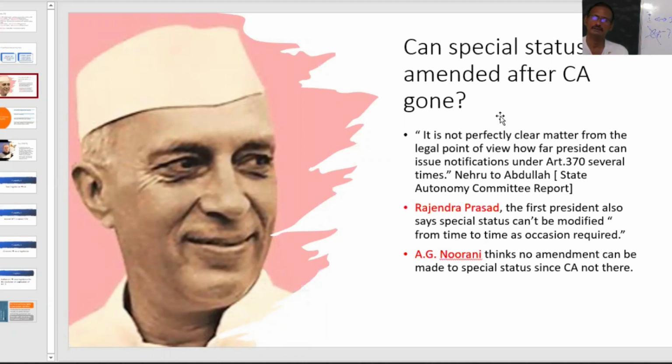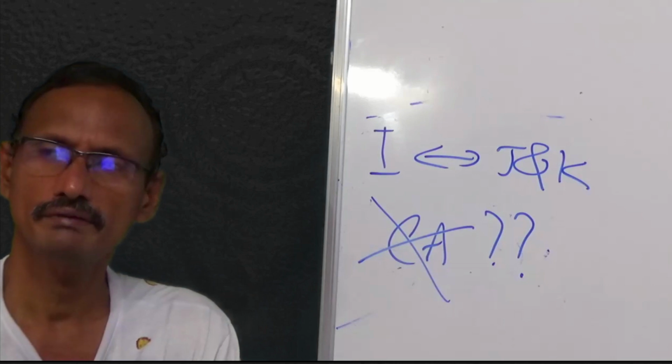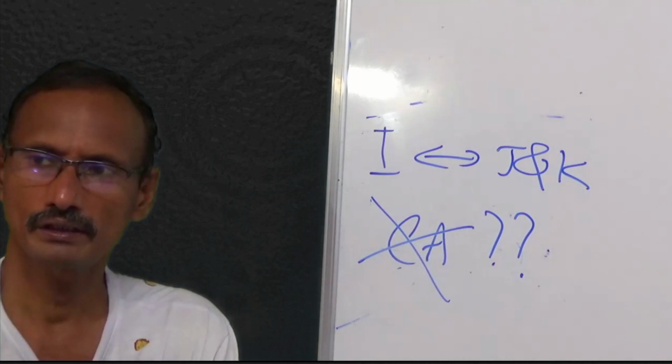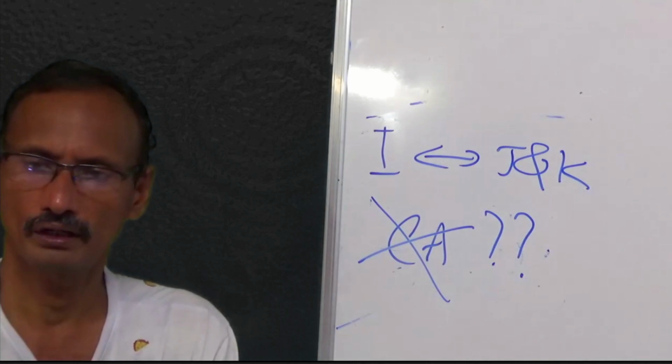And Rajendra Prasad, who was the first president and also a lawyer, says that special status cannot be modified from time to time as occasion required. And A.G. Noorani thinks no amendment can be made to special status since the Constituent Assembly is not there. So 370 defines the relationship. It says the Constituent Assembly has the last word, and the Constituent Assembly is no more after 57.